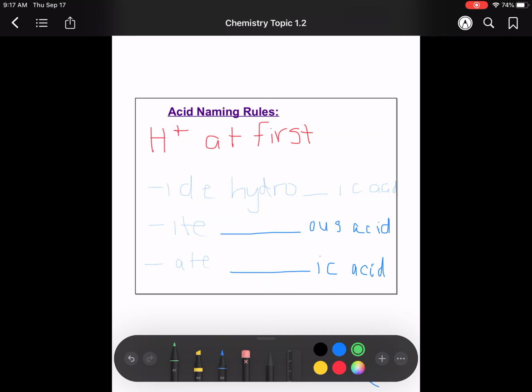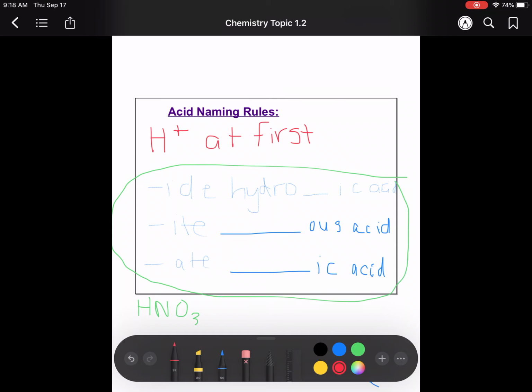So if we had, maybe I'll do it at the bottom, if we had HNO3, our first job here to name this would be saying, oh, well, it has a hydrogen at the first of it, therefore it's an acid. So we know right away, H at the first, it's an acid. So then we can go to these naming rules, okay?